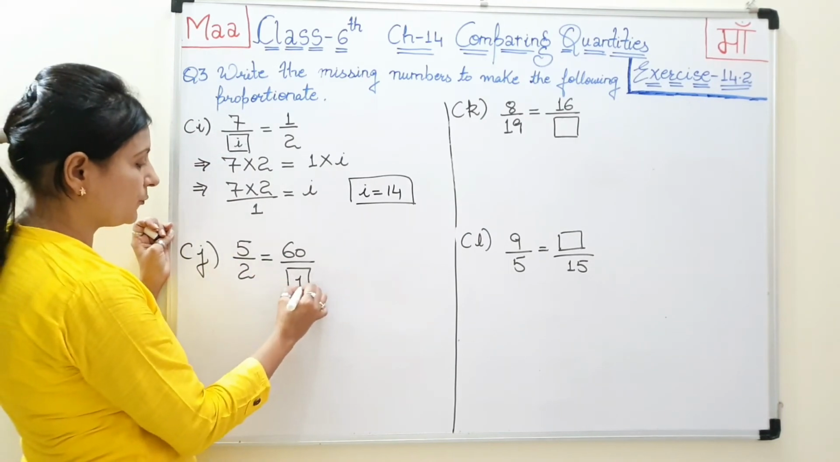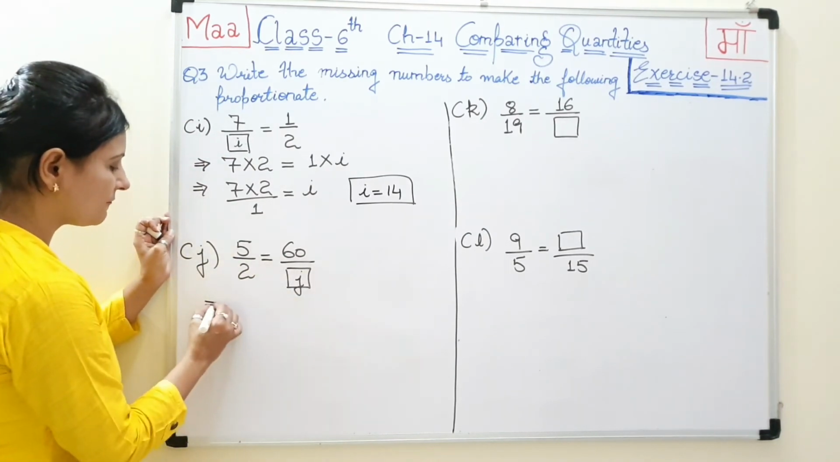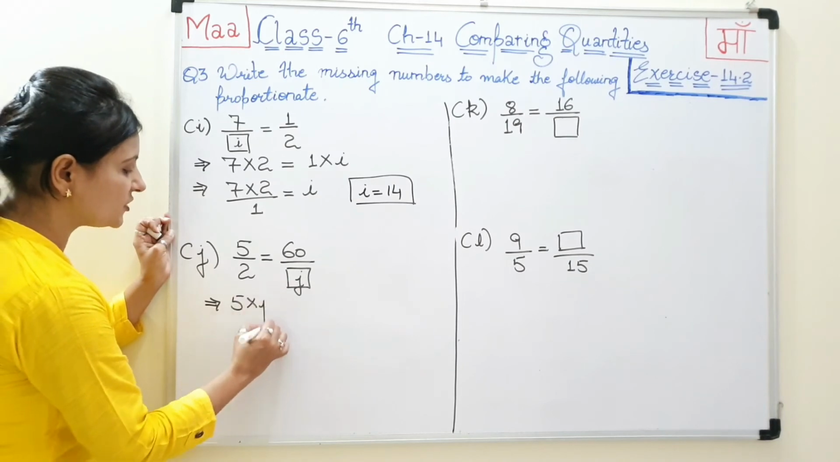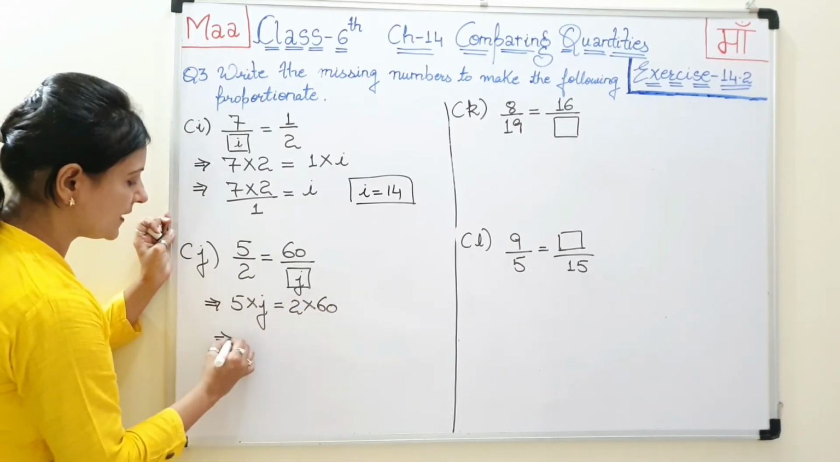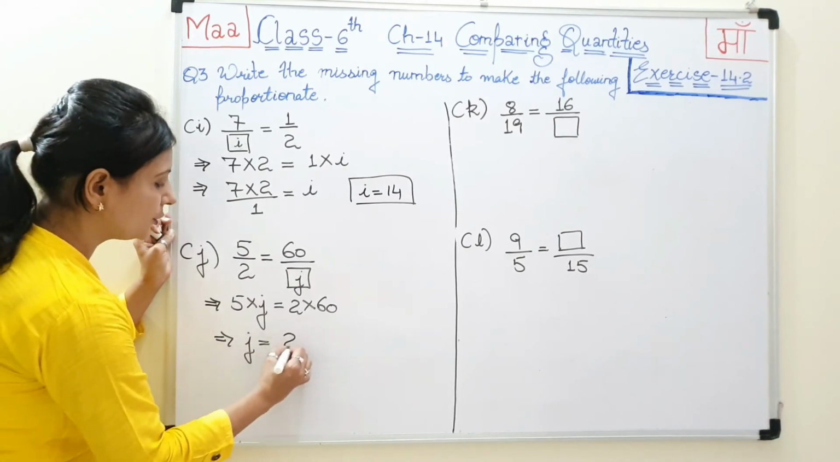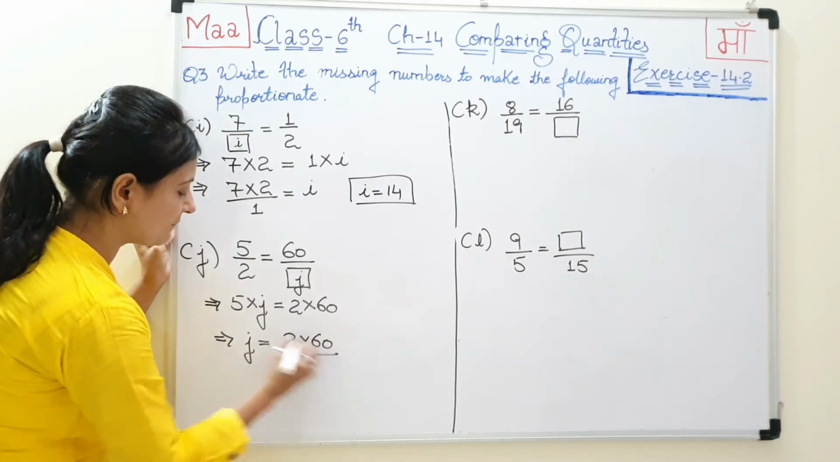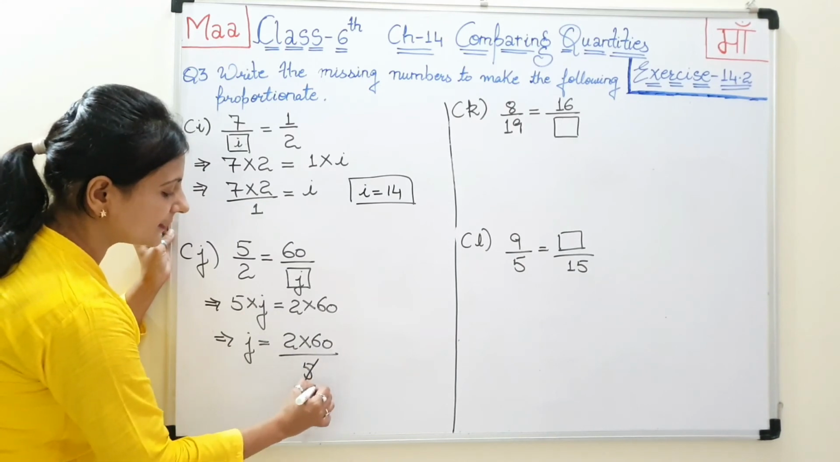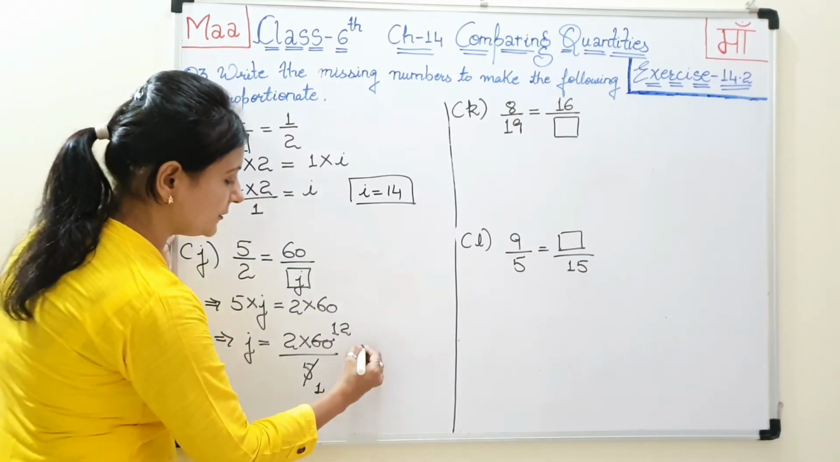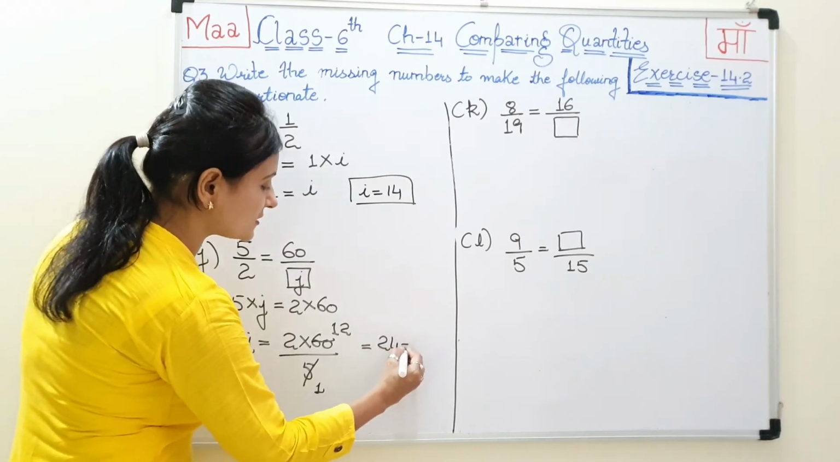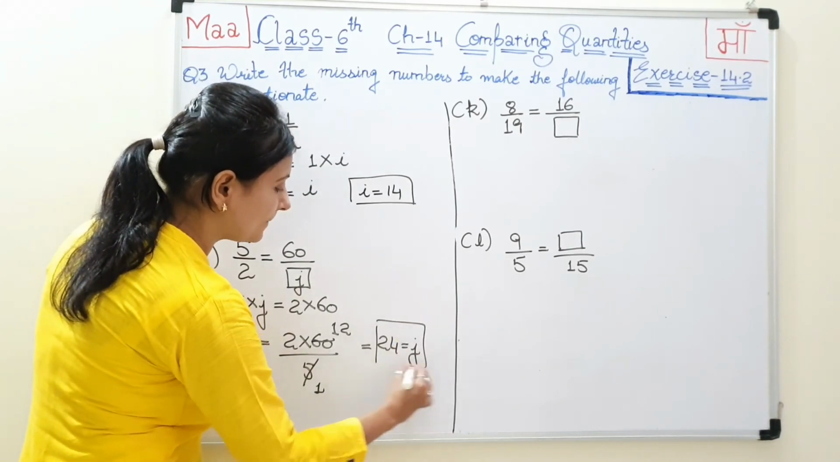Then here we will put the missing value as j, then 5 will be multiplied by j and on the other side 2 will be multiplied by 60. Then j will remain here only. 2 multiplied by 60, 5 will come in the denominator. Cancel. 5 1s are 5 and 5 12 times is 60. Then 12 into 2 is equal to 24, which is the value of j part.